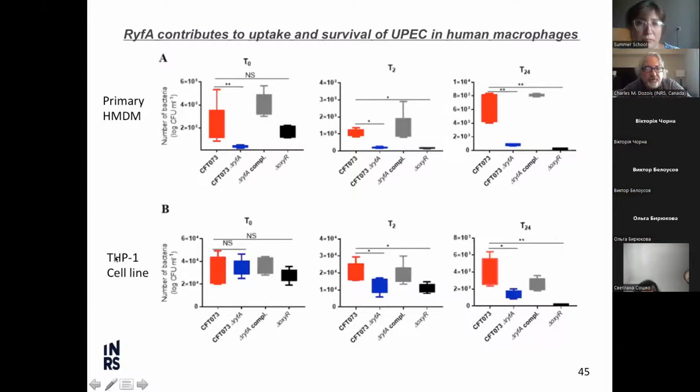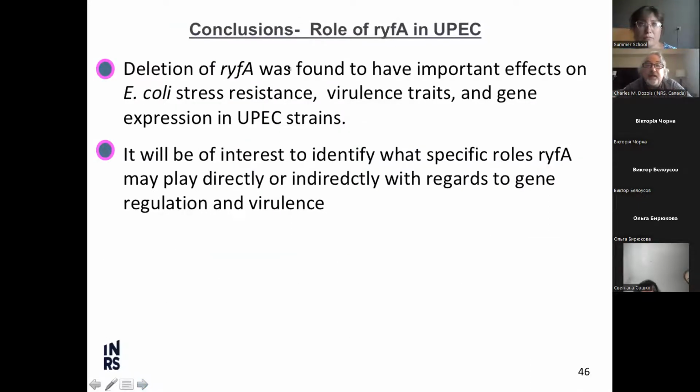The results are slightly different for the THP1 cell line, but what we still see is that although the RIF-A mutant seems to enter just as well, it is less able to survive over time. 2 hours later and 24 hours later, there's a significant drop in its ability to survive in these cells. Again, the control that we used here is the highly sensitive OxyR mutant, which is very sensitive to oxidative stress, and which explains why it's not having a very good time trying to survive within a monocyte and a macrophage cell line.